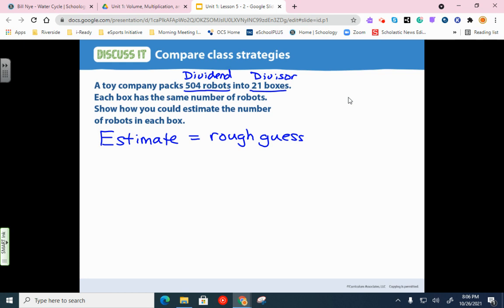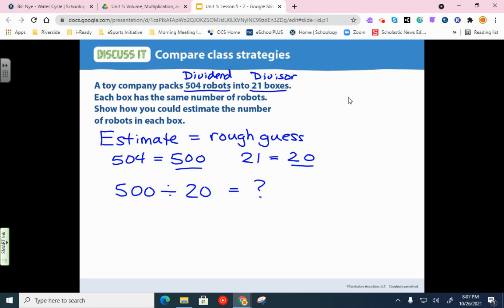So we're going to change 504 to 500. And 21 is a fairly easy number to work with, but if I'm changing 504 to 500, why don't I change 21 to 20? So now we have two numbers that have zeros in them, and that's going to make it easier for us to do the work. Down below here, we have about 500 robots divided by about 20 boxes, and that's going to be our answer there.